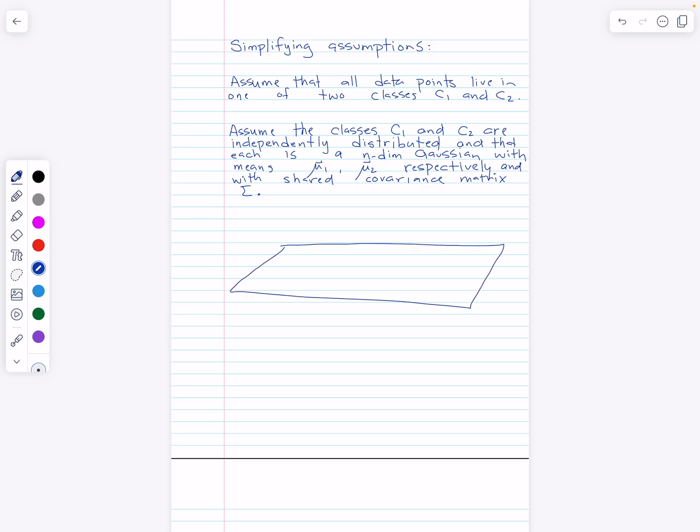Well, we've got our space where our data lives. We've got some mean mu1, and we've got some mean mu2. If you were to look at all the points in class C1, those points would all live around mu1. You can think of there being a multivariate Gaussian distribution centered at mu1. Likewise, if you look at all the points inside C2, you can think of them as having been drawn from some other Gaussian that lives over here. So you think of there being two Gaussians: one giving rise to the points in C1, and the other giving rise to the points in C2.